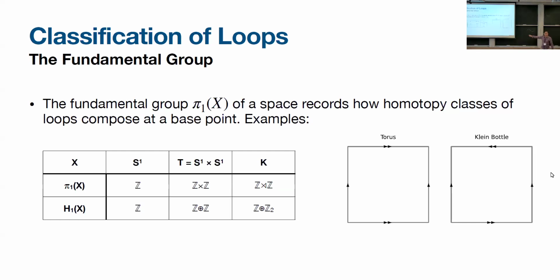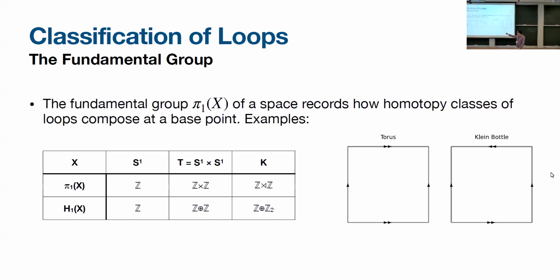So you have a product of two integers. And the Klein bottle, well, that's the tricky one. So it's almost like the torus, but it's not got the same product. It's a twist. Those two cycles have a twist. So hence, not your usual direct product, but what's called a semi-direct product.